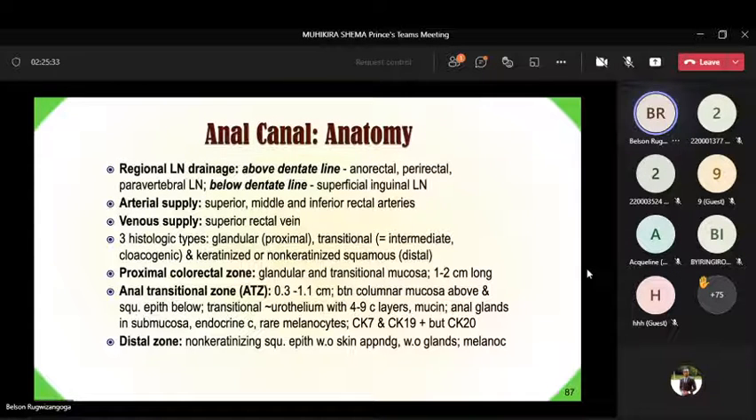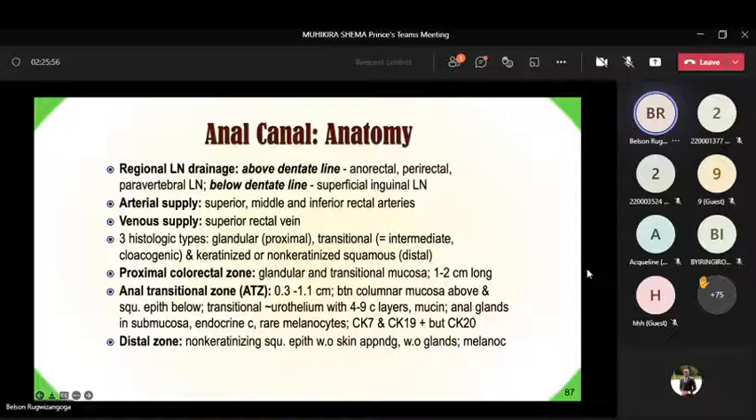So the drainage, it has regional lymph nodes. For the arterial supply, there are superior, middle, and inferior rectal arteries. For the venous supply, you have a superior rectal vein. So we have histological types in the anal canal.